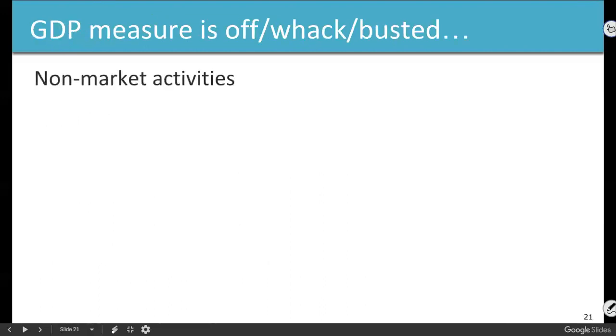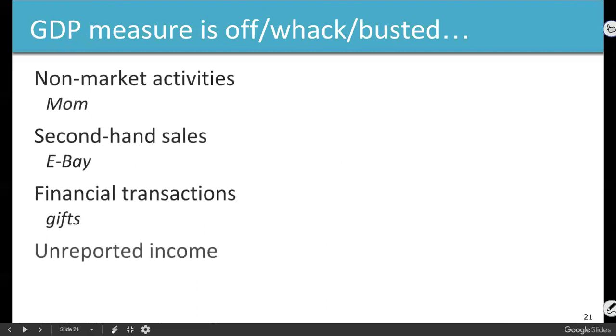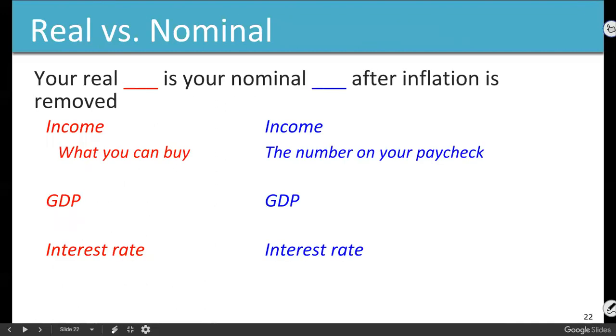The GDP measure is busted because there are people doing work and not getting paid for it, like those stay-at-home moms. There are people making money selling stuff that has already been counted in the past. There are financial transactions where somebody's giving somebody else money to do the spending for them, and then, you criminals, you know who you are, president. Not calling anybody's name president.